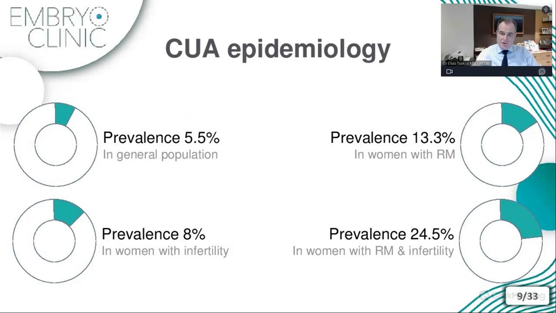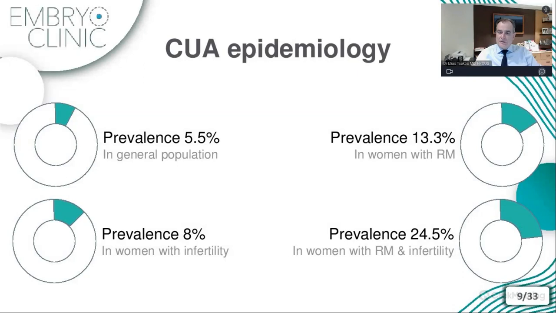X-ray, HSG. Now, what I would like to point out here is that although the overall prevalence is only 1 in 20 in the general population, the prevalence in women with fertility issues is higher, and the prevalence of uterine anomalies in women with miscarriages and infertility is even higher.